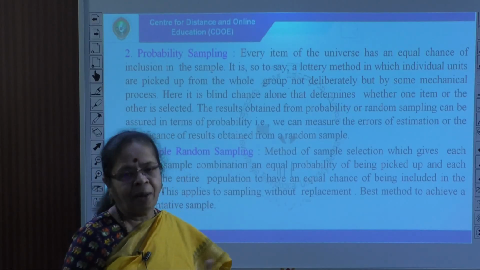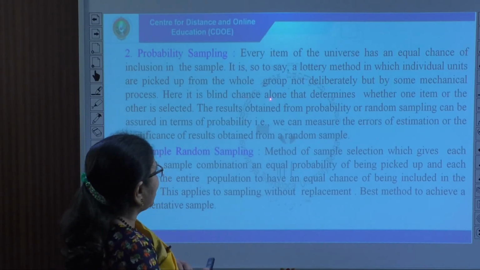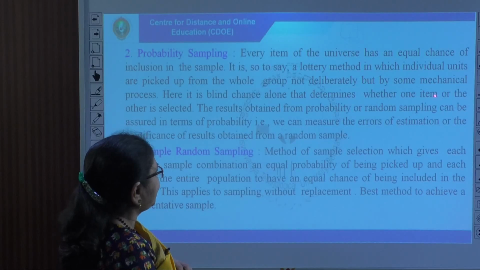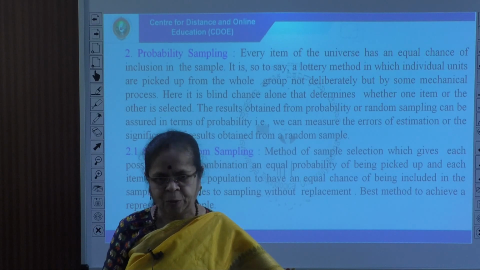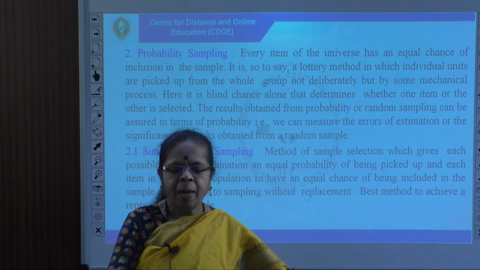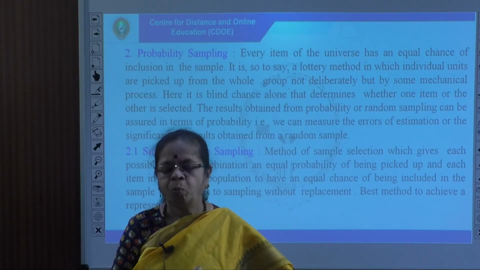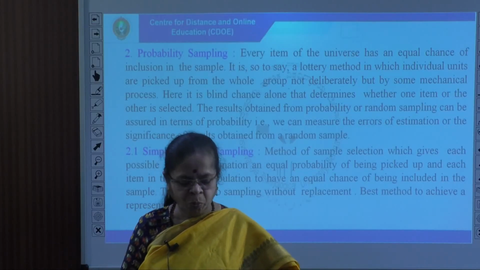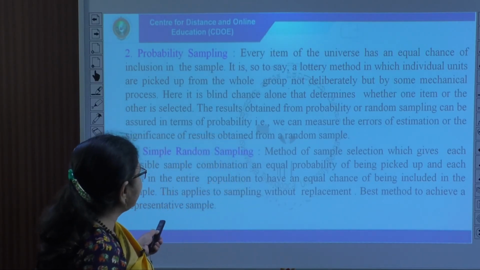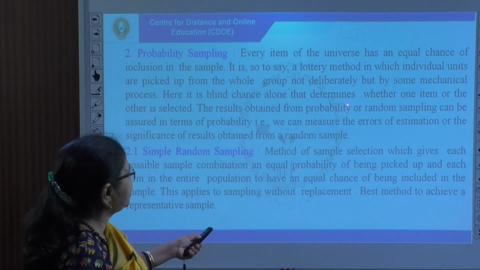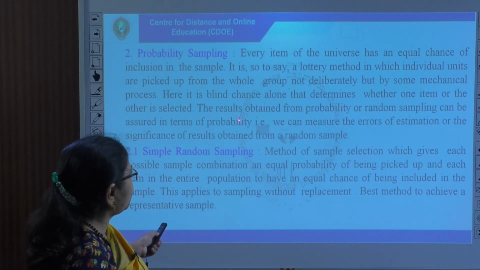So I must still have a process for selection. Here it is the blind chance alone that determines whether one item or the other is selected. Nothing but chance. Whether I pick up a yellow ball or a red ball is just a chance, that's all. Both have an equal chance. Therefore, the results obtained from probability or random sampling can be assured in terms of probability.